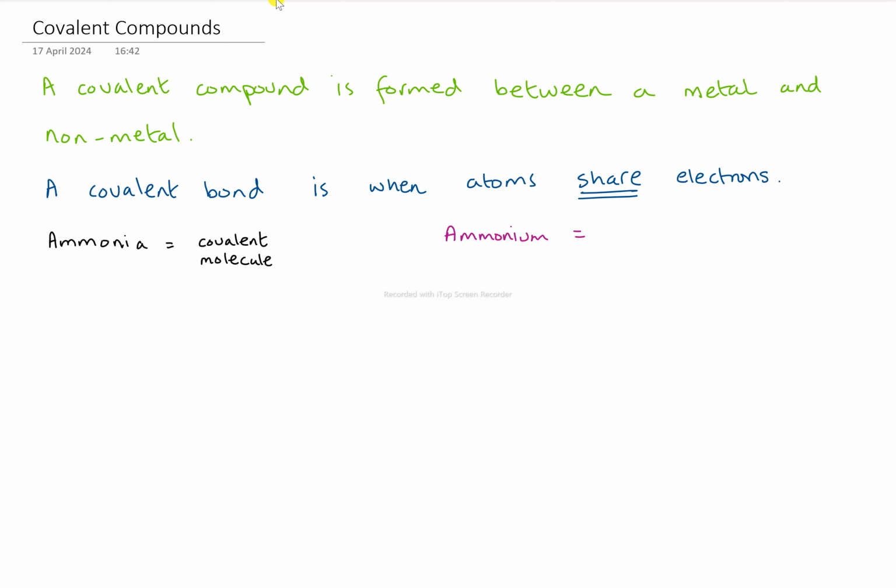Ammonium is a cation. It's a positive ion, so it has NH4 plus, whilst this one is NH3 and there's no charge. It's good to know the difference between those two because it comes up a lot and it causes a lot of confusion.